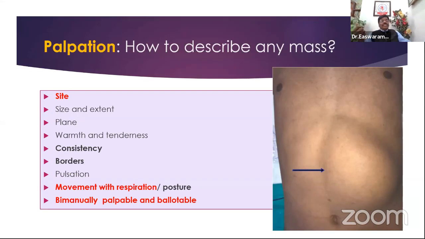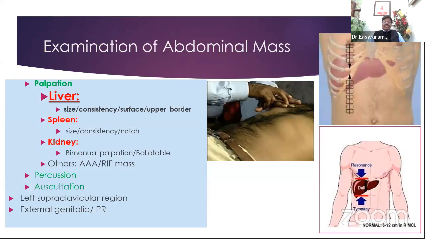Don't vomit everything, but as an undergraduate you are not penalized, because whenever you see a mass, especially in the hypochondrium, you are expected to tell this, but not in every case. So like that, you have to describe the mass fully and systematically. The most important things, of course, are the site and size of the mass.